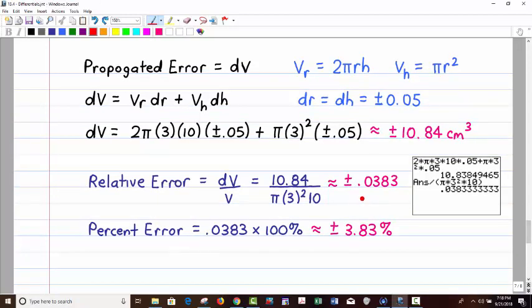So the relative error doesn't make sense on its own because it really doesn't have any units, because the cubic whatever would cancel out when you divide it. But as soon as you make it a percent, you can kind of get a feel for it. So you multiply it by 100. Now we're saying we could be off by 3.83% of the total volume, in other words, up to that much below or above it. All right.